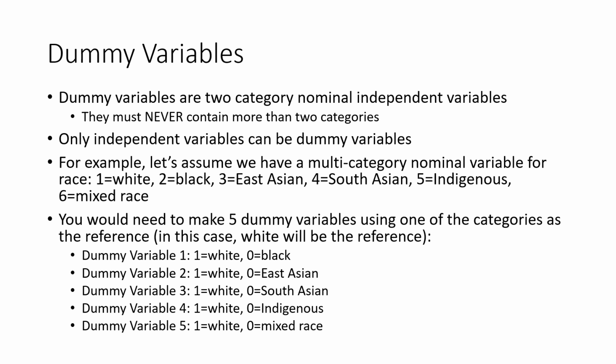So the first dummy variable would be 1 equals white, 0 equals black. The second would be 1 equals white, 0 equals East Asian. The third would be 1 equals white, 0 equals South Asian. The fourth would be 1 equals white and 0 equals indigenous. And the fifth variable would be 1 equals white and 0 equals mixed race. So by creating a series of dummy variables, you can incorporate multiple category nominal variables into your regression analysis.